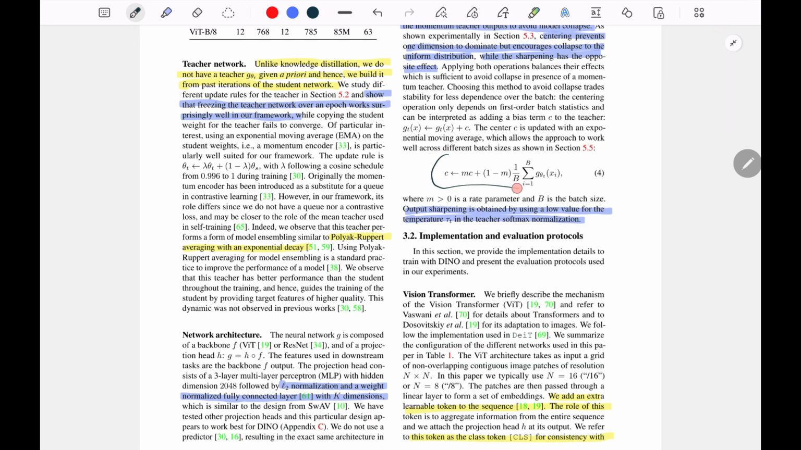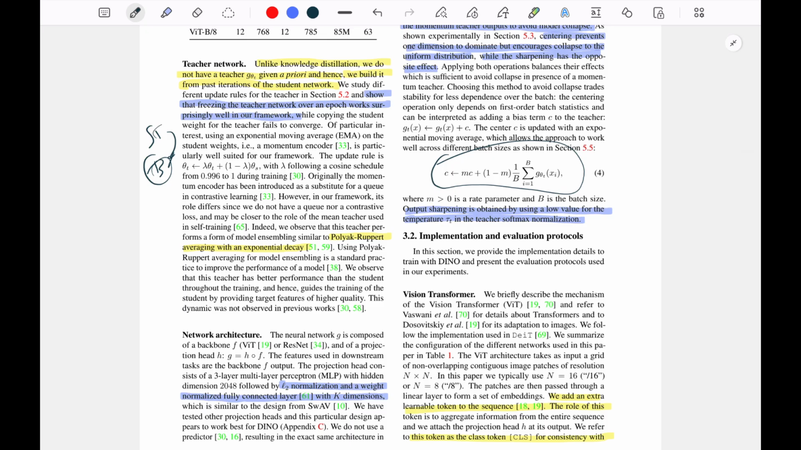So here you can see this is a centering. As I said, centering is also an EMA. And one more thing that you have to know is, if you go into what kind of architecture they use, they actually used a ViT here. They actually found through experimentation that ViTs are great. So both the student and teacher have the same architecture, but only the weights gradually differ because the teacher is a weighted average of the student.